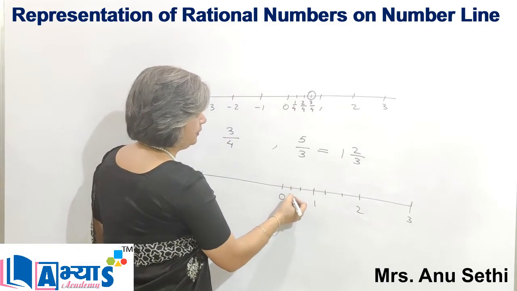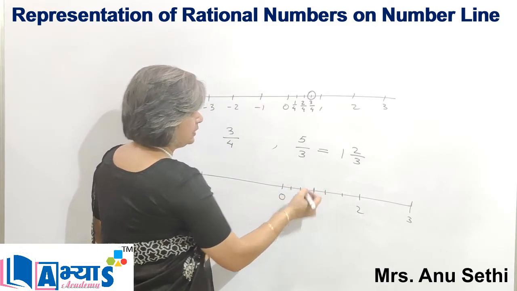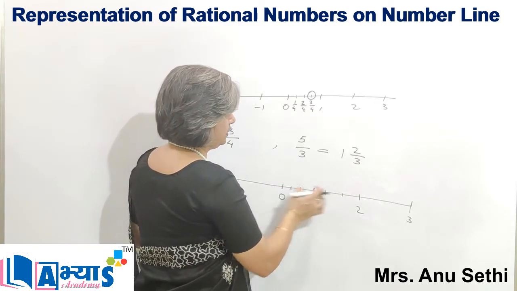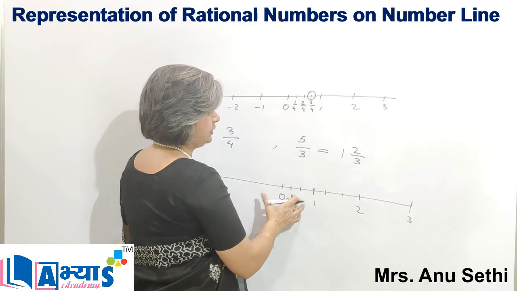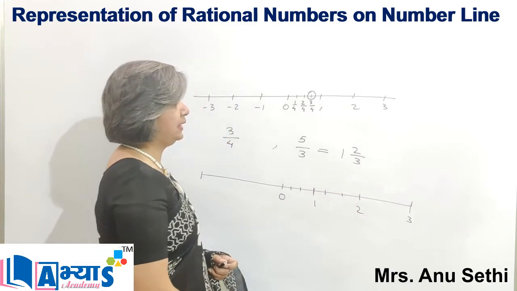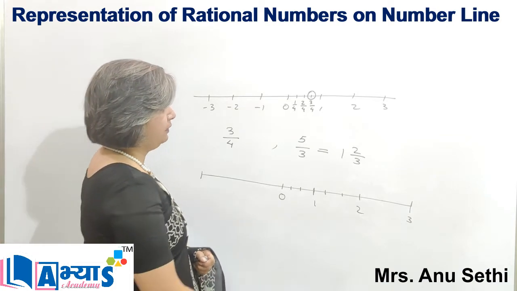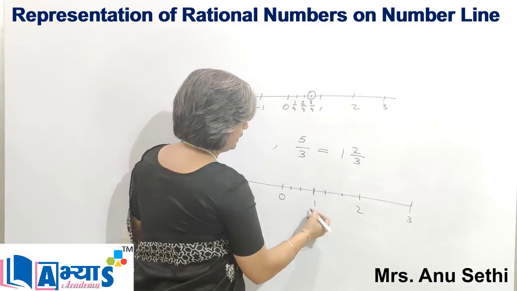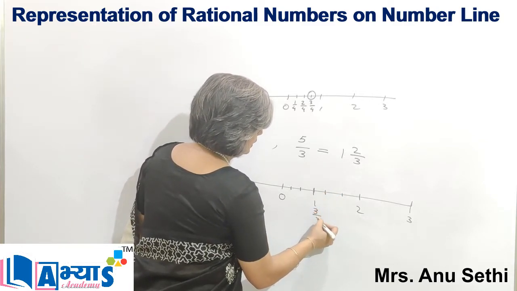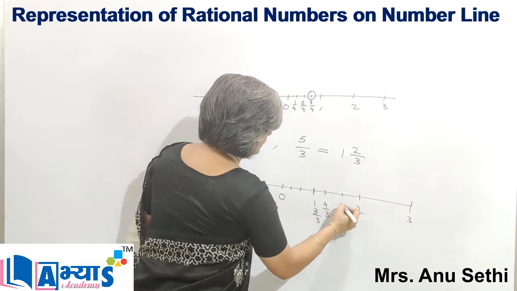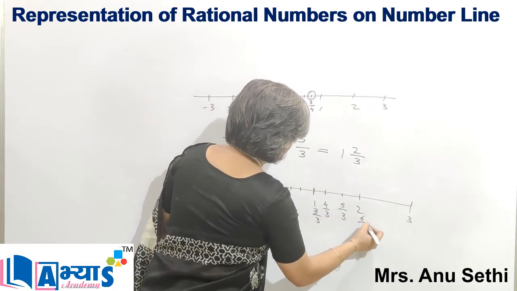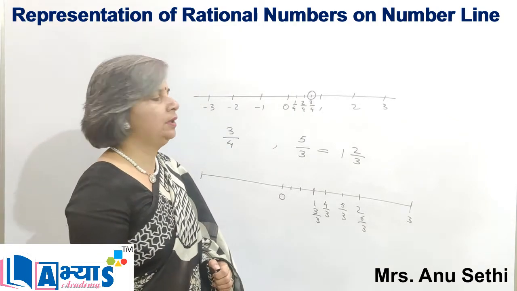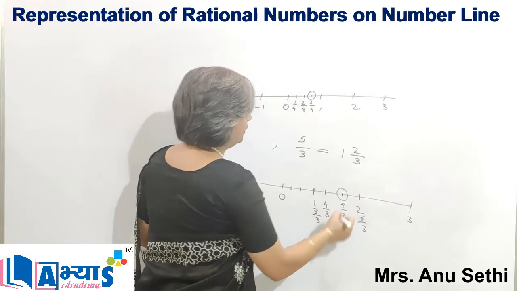As the number is between 1 and 2, either we can start from 0 to 2, which are a total of 6 divisions, and I will take 5, or we can count the divisions between 1 and 2. So this 1 can be represented as 3 by 3, and this will be 4 by 3, this will be 5 by 3, and this will be 6 by 3, because 6 by 3, when simplified, comes out to be 2. So the number will be 5 by 3.